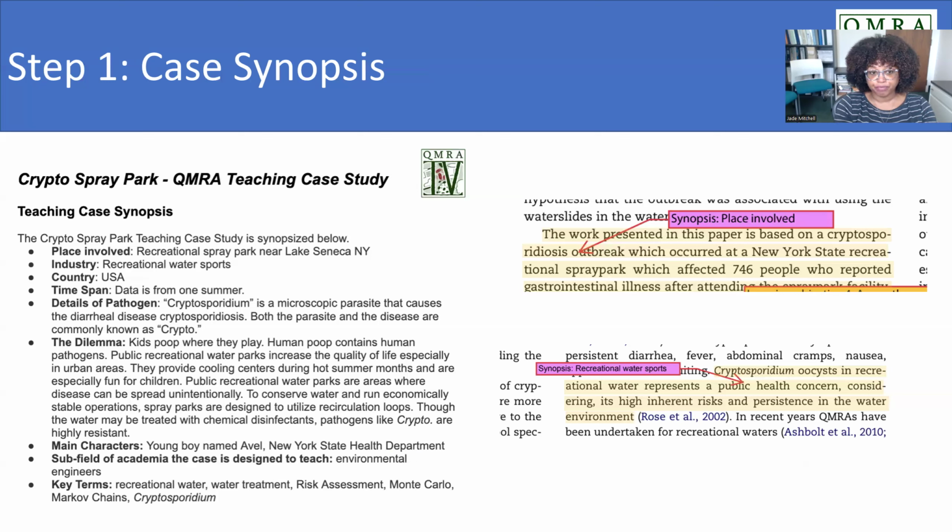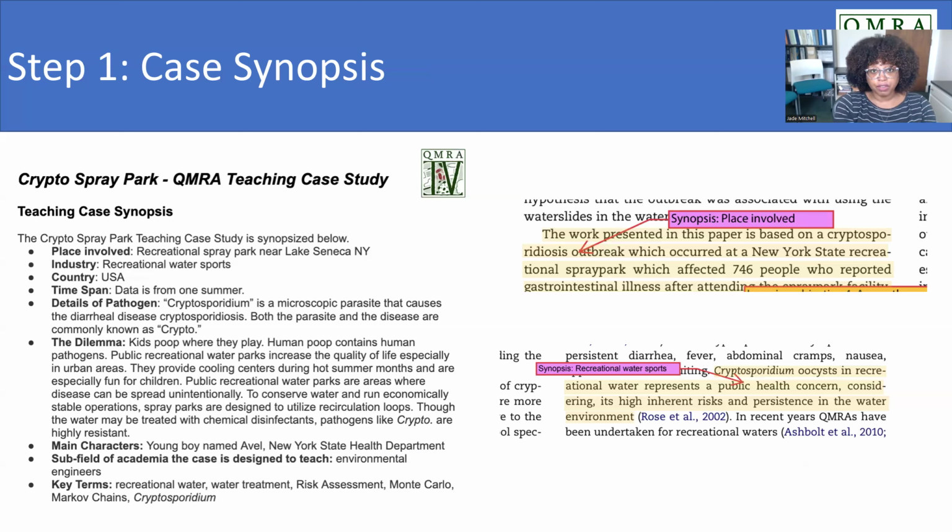You'll also find that in this particular research case study, the hazard or the target was clearly identified. In some cases, as we know, when there's an epi investigation from an outbreak, we don't necessarily know initially what the hazard is. In this case, it is cryptosporidium. So in our case synopsis, we're first going to identify the place involved, a recreational spray park near Lake Seneca, New York. We want to identify an industry that this affects.